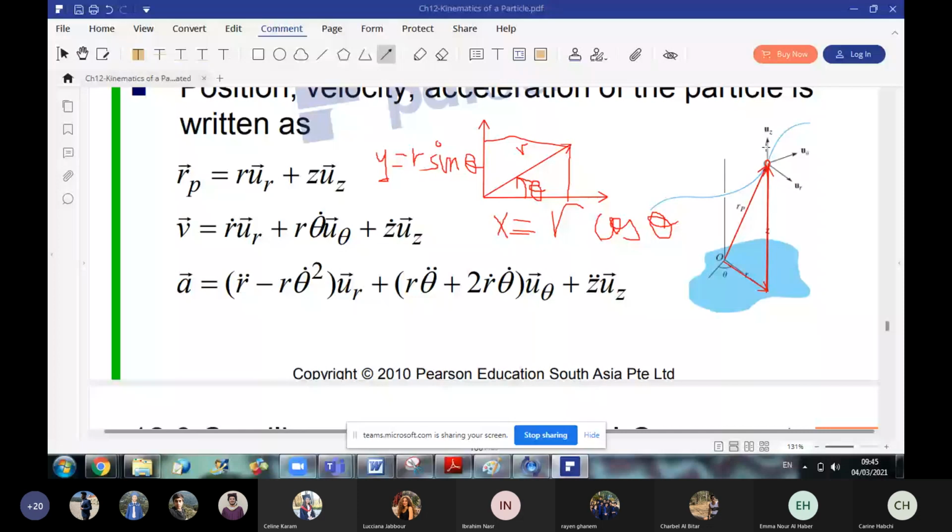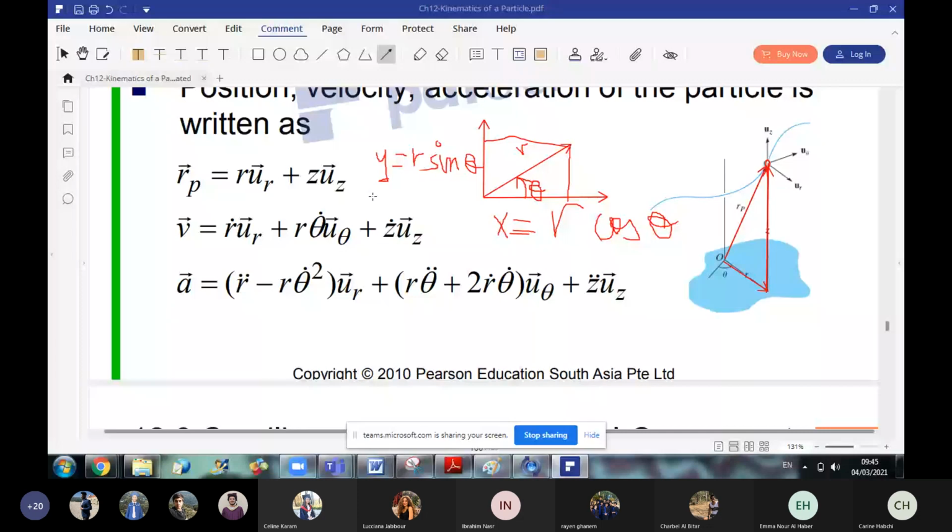If I have an inclined cylinder, I take UZ parallel to the axis of the cylinder. So it depends on the geometry of my problem. But UZ is perpendicular to the plane of UR, U theta. So here I get that the position vector is R UR plus Z UZ.